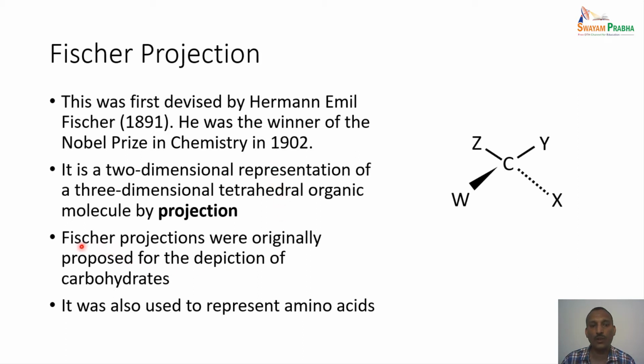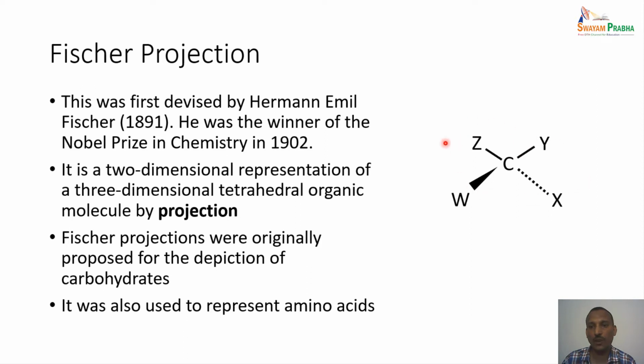In this Fischer projection, he mainly used it for depicting the structures of carbohydrates, and later on it was also used to represent amino acids. How did he actually do this? When we use the word projection, it means something is put on something. A projection is nothing but a shadow.